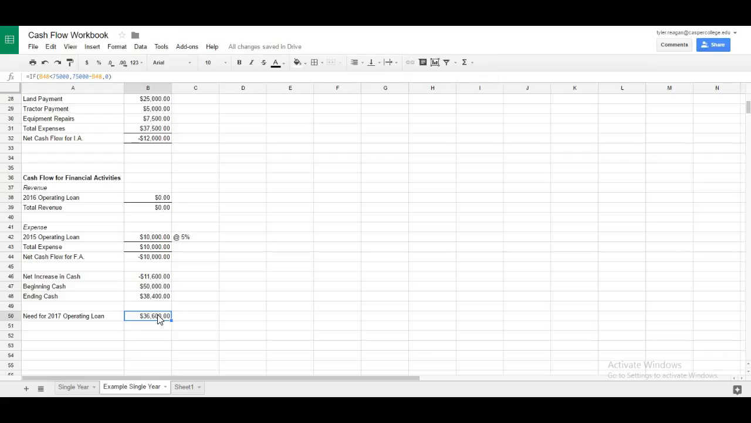Next week, you will be completing another cash flow statement, but instead of doing just a one-year cash flow statement, you'll actually be doing multi-year cash flow statements, and you'll have to greatly use this if-then statement. So we're going to teach it to you this week. Now, the thing to remember with this if-then statement for this week is it's going to be very important in figuring out the need for the 2017 operating loan, and it would be very beneficial for you to really understand how to use an if-then statement.